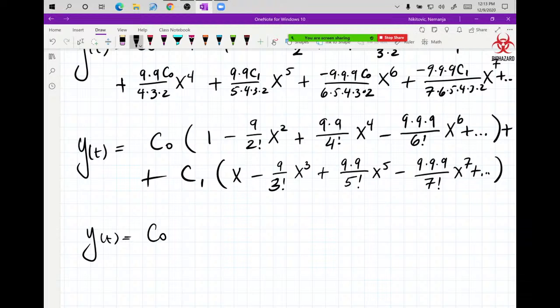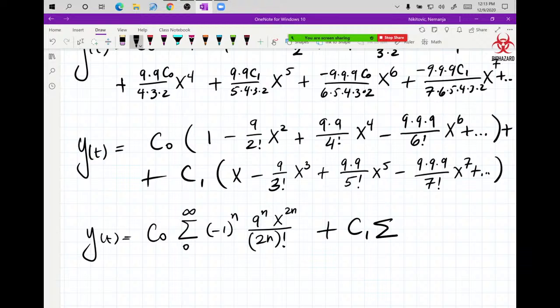You have C0 summation 0 to infinity negative 1 to the n, and then you have your good old 9 to the n, and then x to the 2n divided by 2n factorial, plus C1 summation 0 to infinity negative 1 to the n, 9 to the n, and then x to the 2n plus 1 over 2n plus 1 factorial.